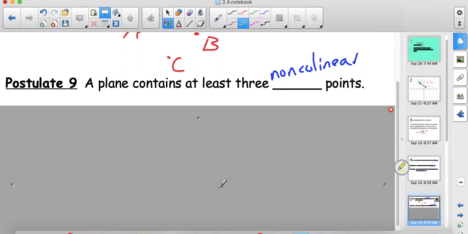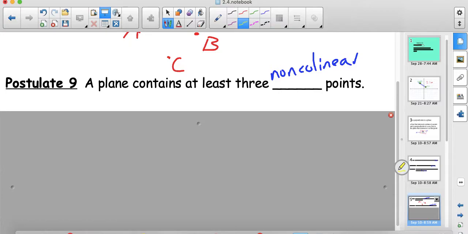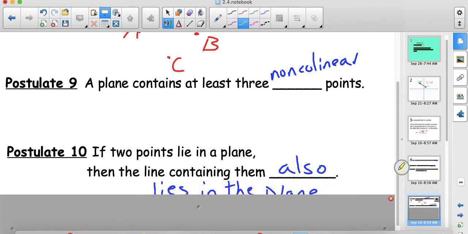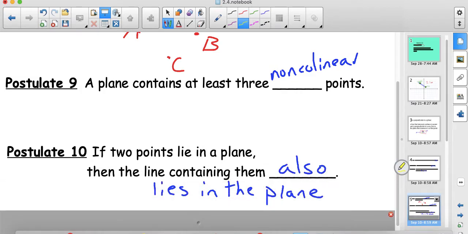Now, postulate 10 says if 2 points lie in a plane, then the line that contains them will also lie in the plane. Right? So if I have a plane here, if I have 2 points on it, then the line that contains those 2 points will also lie on that plane. That's all it's saying.